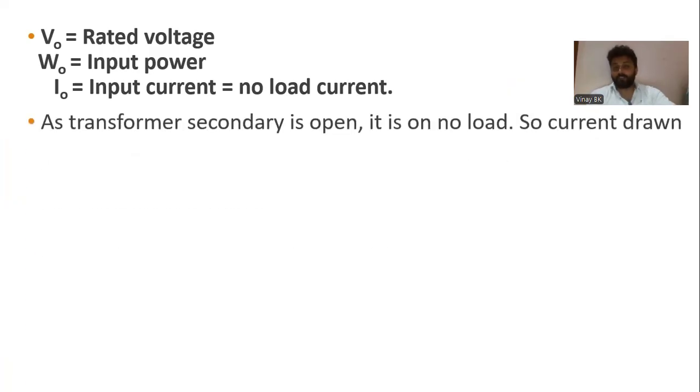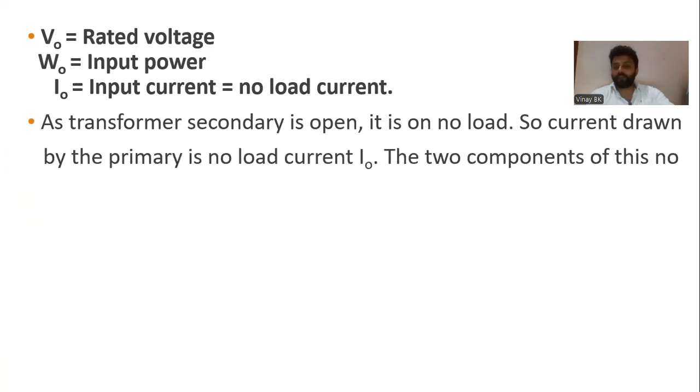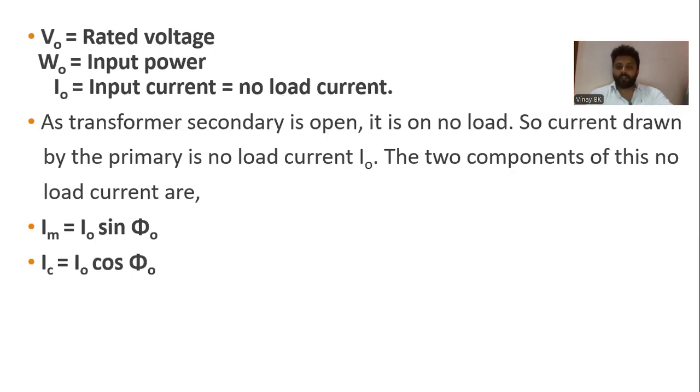I1 is the same as I naught. As the transformer secondary is open, it is on no load, so the current drawn by the primary is the no load current I naught. It has two components: one is IM and the other one is IC. IM is given by I naught sin phi naught and IC is given by I naught cos phi naught, where cos phi naught is the no load power factor.